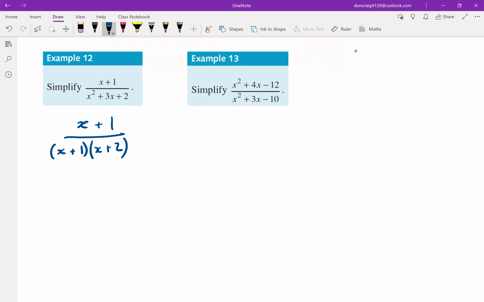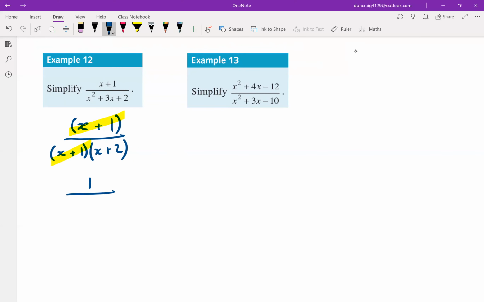Then I can say, well, the numerator has an x plus 1, the denominator has an x plus 1, and I can go ahead and cancel down those ones. In doing that, what I'm left with is 1 over x plus 2, like so. So x plus 1 is a common factor to both the numerator and denominator. Let's have a go at the second example here.